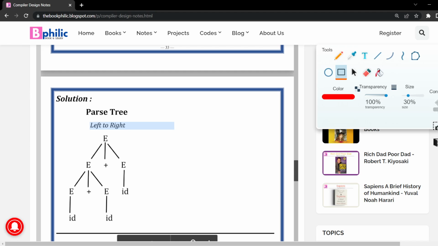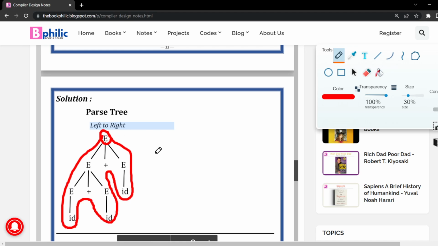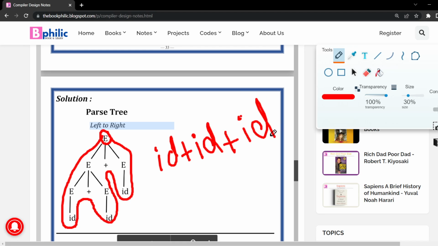So let us move on to the yield of a parse tree. First of all we get ID, then plus, then ID, then plus, then ID, and then ultimately E. So at last we get ID plus ID plus ID. So this is how we have gotten our syntax ID plus ID plus ID.